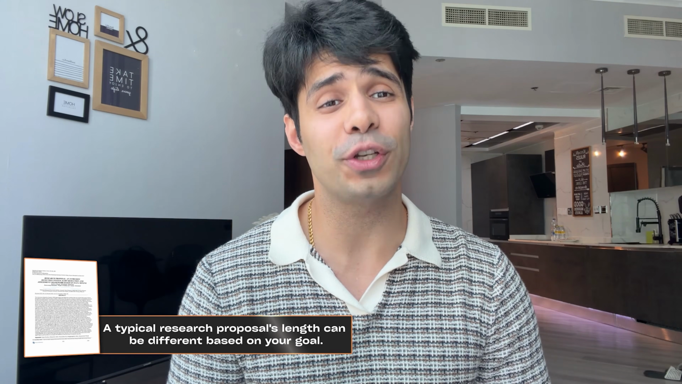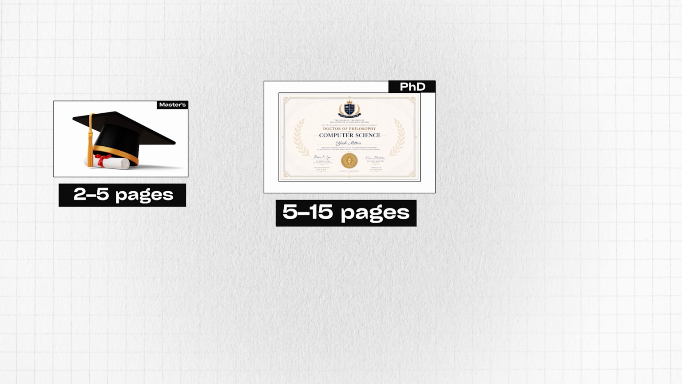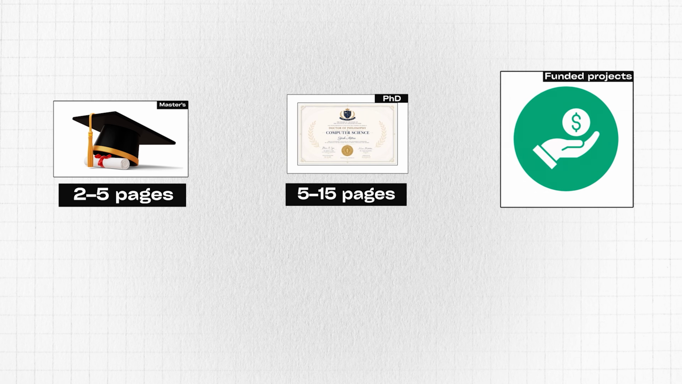The typical length of the research proposal can be different based on your goal. For instance, master's ones can be pretty short, between 2 to 5 pages. PhD ones are usually longer, 5 to 15 pages. And if it's a funded research project, it can be even longer.